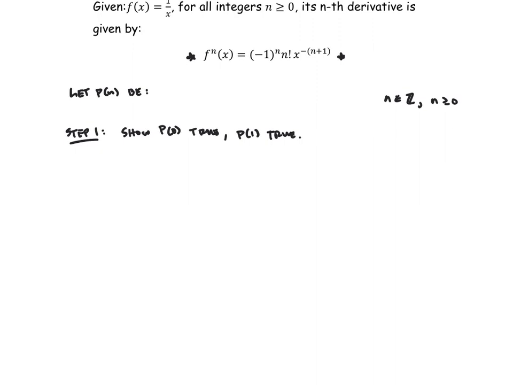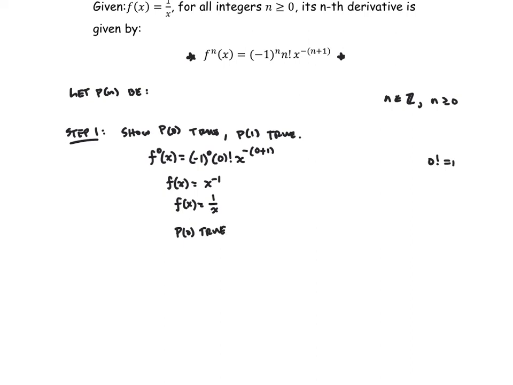So P(0), what would P(0) equal? Well, that would be the 0th derivative of f(x), which would be (-1) to the 0 power times 0 factorial times x to the -(0+1)th power. So the function, which is the 0th derivative, would be (-1) to the 0, which is 1. 0 factorial is actually also 1, so keep that in mind. And then x to the negative 1st. So that's telling me that f(x) is 1 over x, which it is. So it's true, therefore P(0) is true.